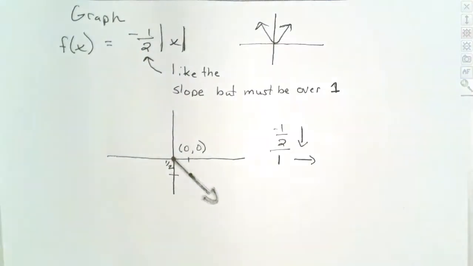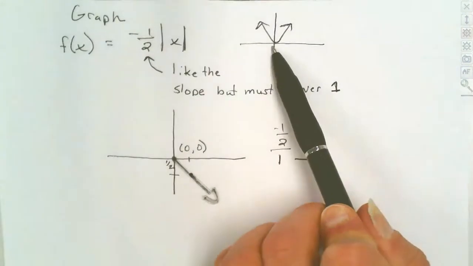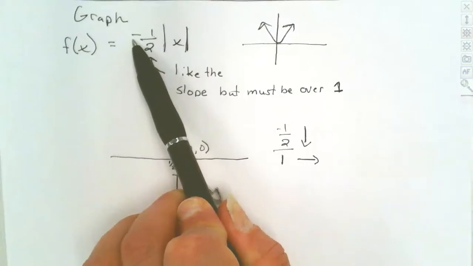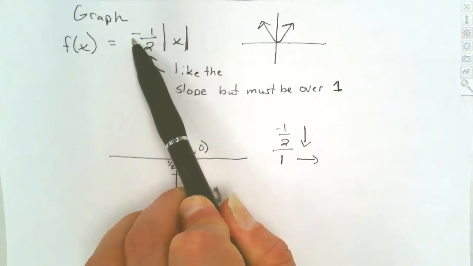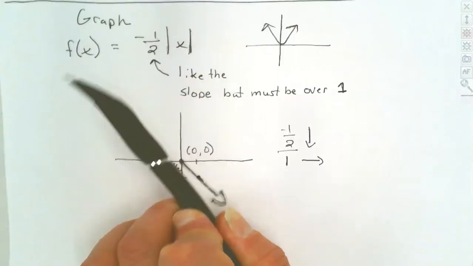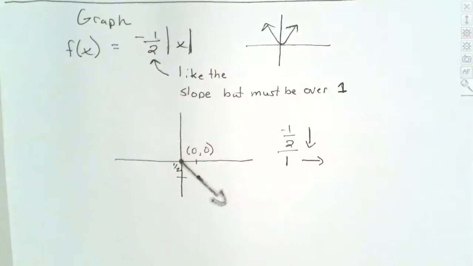Now, what do we know it needs to look like? It needs to look like this. Ours is upside down. Why? Because it's negative. So that flips it over. Just like the slope, it goes the opposite direction. So it goes down from left to right. This is going to invert that graph.